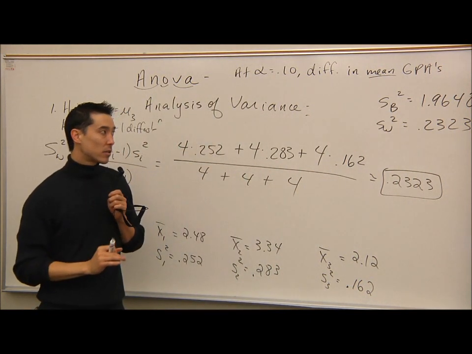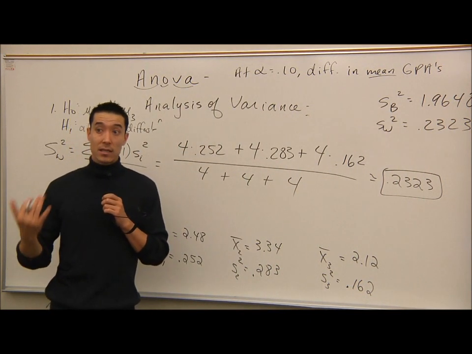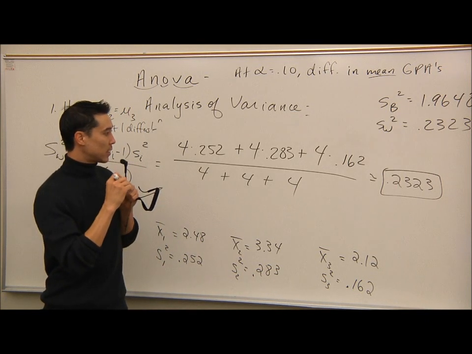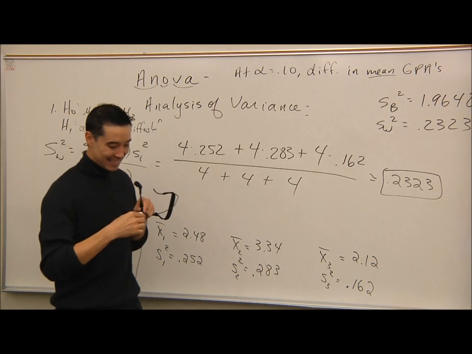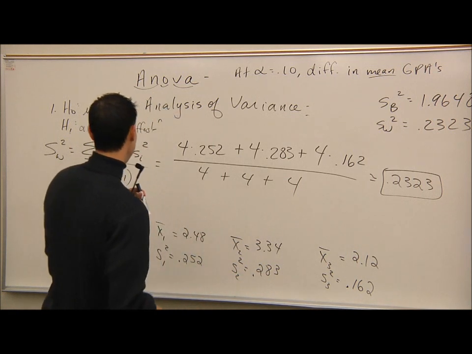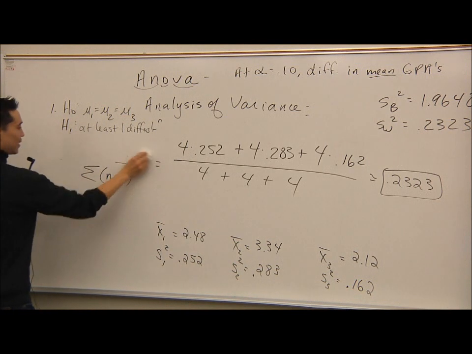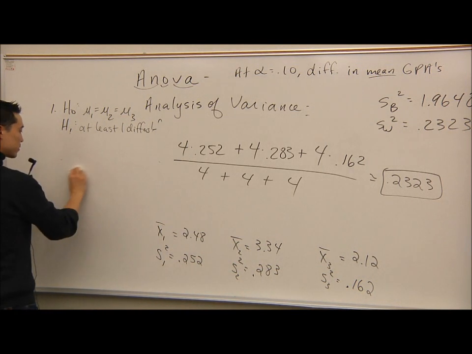Okay, those are the two big pieces of information that we need to get through this test now. Okay? So now let's actually do the test. Okay, I have H0 and H1 done, right? mu1 equals mu2 equals mu3, great.